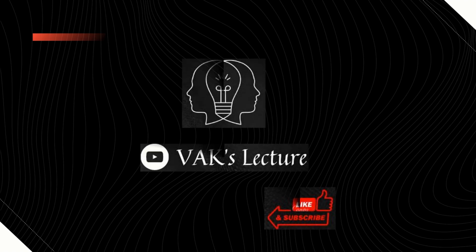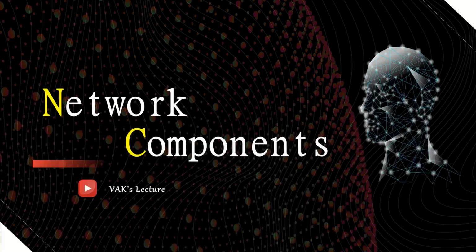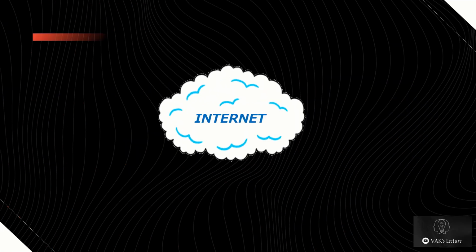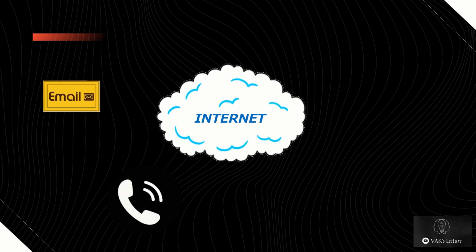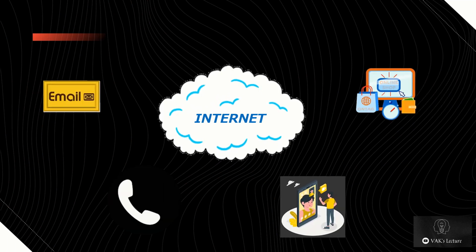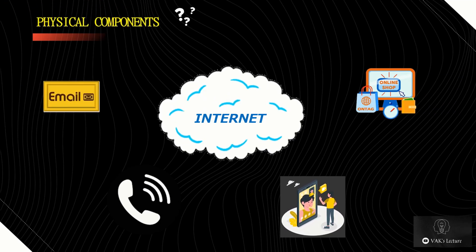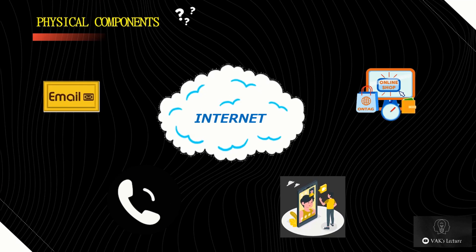Welcome to VAK's lecture. In this video, we are going to discuss the network components. Network components in the sense physical components of a computer network. Internet is a network of computing devices allowing us to send messages, voice calls, video calls, online shopping, etc. But what are the physical components of a computer network which are helping us to perform all these activities?